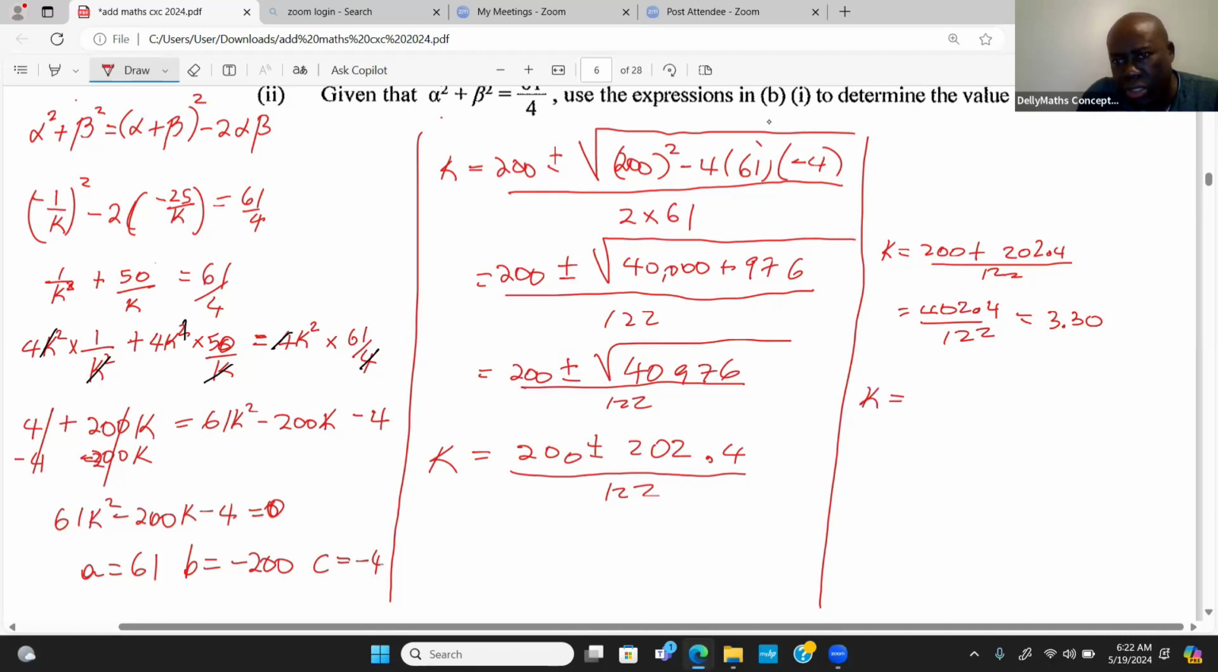Also, we're saying that K is equal to 200 minus 202.4 all over 122. Let's do that. 200 minus 202.4 is definitely giving me negative 2.4 over 122. If we divide this by 122, we're done. I'm getting K is equal to negative 0.019. I'm just going to say 0.0196. That's what I'm getting right there.